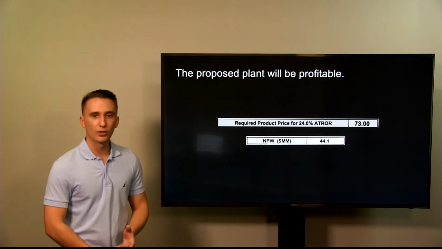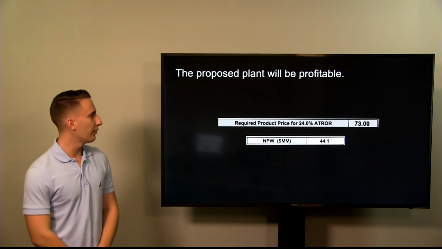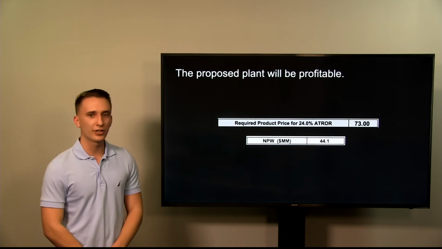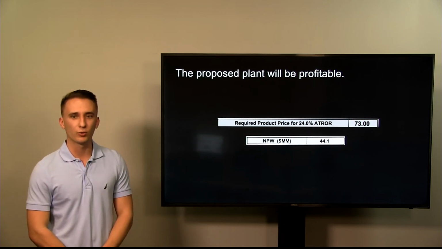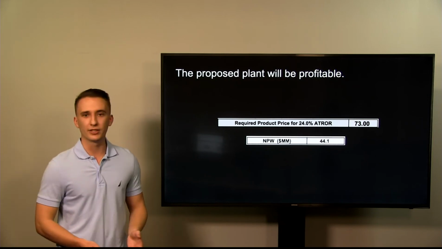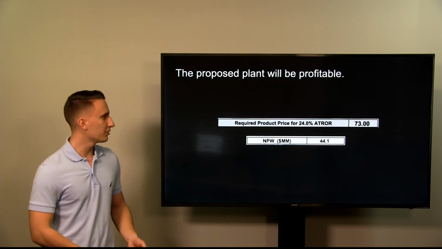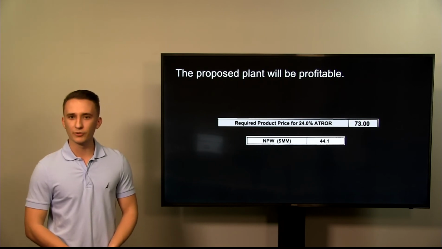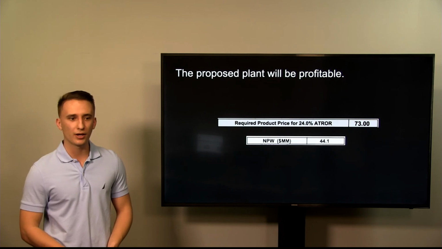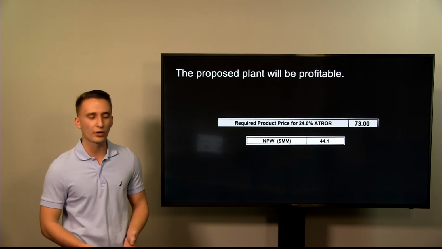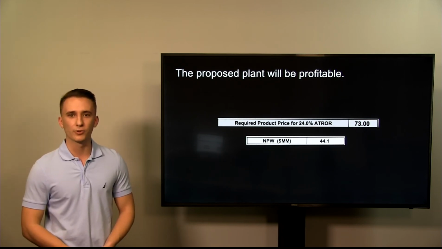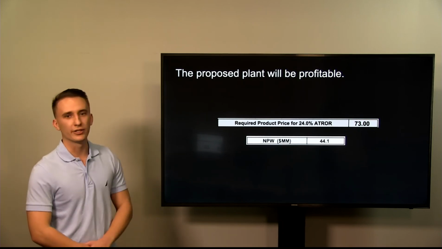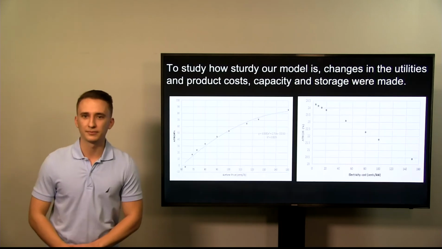The total proposed plant will be profitable. We have found that at the current market price of 73 cents per pound of acetone, we have an after-tax rate of return of 24%. This is actually a pretty decent number for a project of this scale. We also found a net present worth of $44.1 million. After conducting some research, we have found that general guidelines for a successful project lie in the range of greater than $30 million of net present worth and over 20% of after-tax rate of return. So we meet both these criteria, and we recommend moving forward with the project.